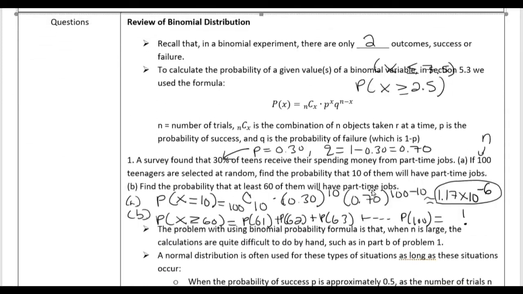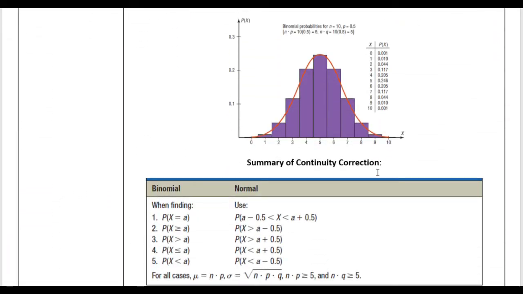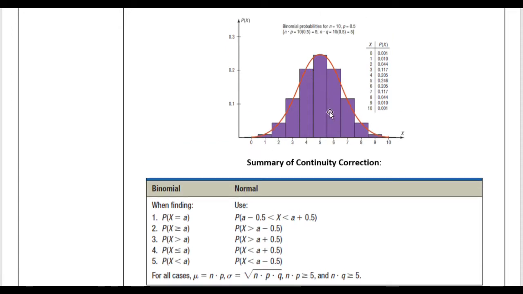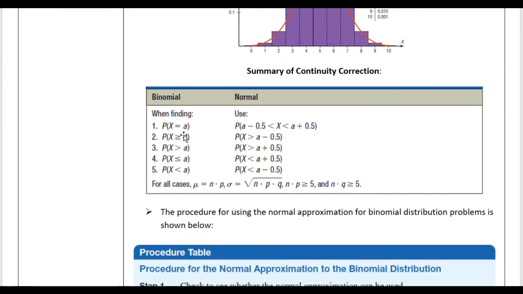All right, so this little graph is basically a summary. This is a table to summarize what I was just talking about, and this is an example of a histogram, a binomial distribution actually resembling a normal distribution, based on the fact that the conditions work out. The probability is high enough and the number of trials is high enough that we can approximate. All right, so the table below summarizes what we said. If it was greater than, you take away 0.5. If it's less than, you add 0.5.